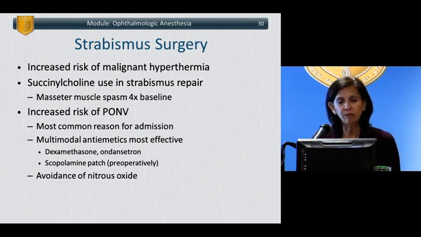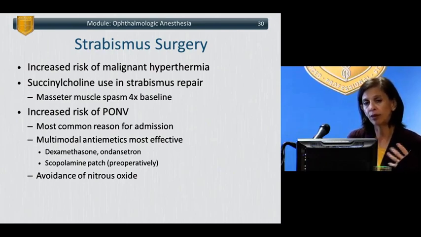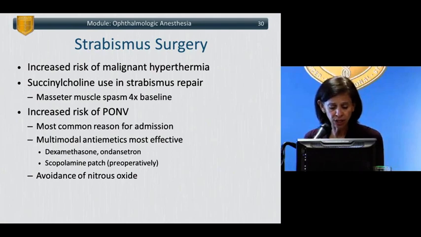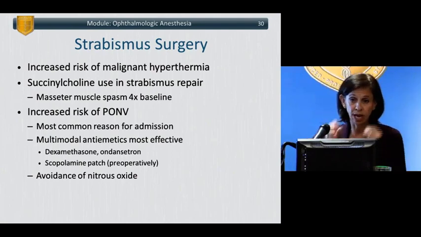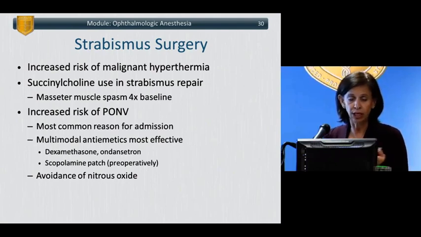There is a higher risk of masseter muscle spasm with the use of succinylcholine during strabismus repair. And it used to be felt that if the patient did have masseter muscle spasm, that you needed to abort that procedure because that could be an indication the patient would be at risk for MH. Or sometimes it just simply is confusing in that the patient now is rigid, you can't open their mouth, and so there was concern that this may be the first indication of MH.